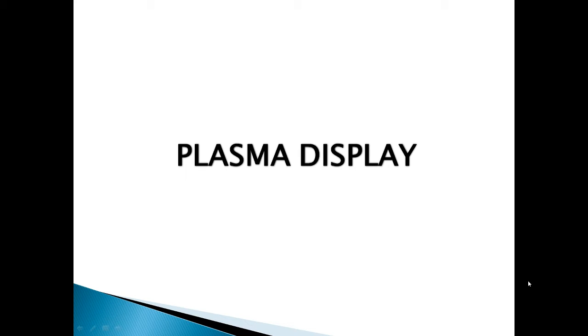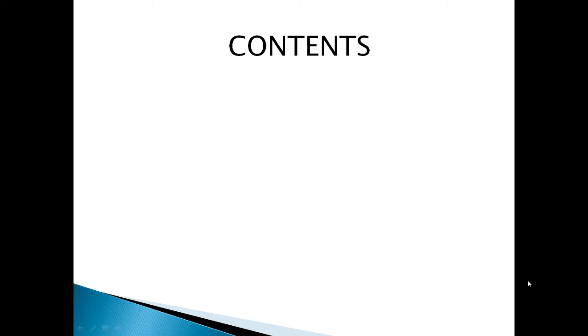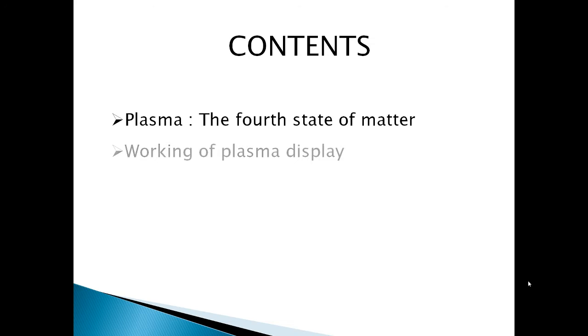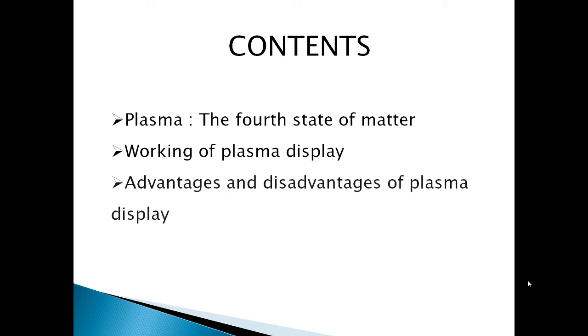Plasma display. First of all, we establish the plasma as a fourth state of matter and discuss some of its properties, and then develop an understanding of the working of plasma display. We'll also mention the advantages and disadvantages of plasma display over other electronics display.